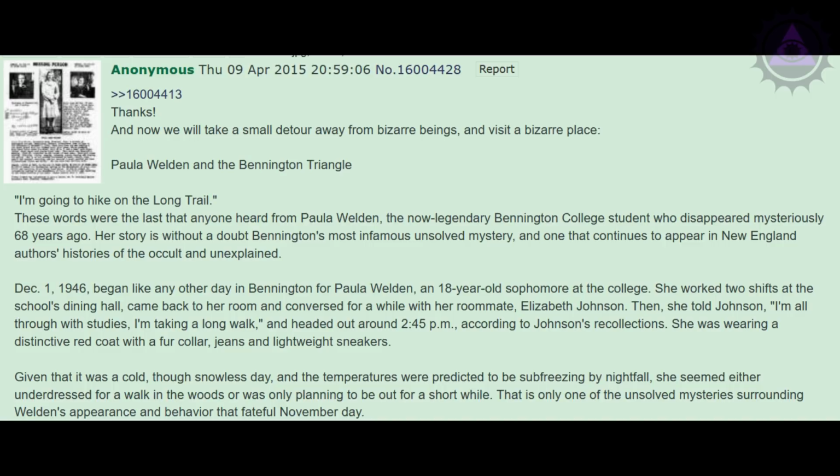She was wearing a distinctive red coat with a fur collar, jeans and lightweight sneakers. Given that it was a cold, though snowless day, and the temperatures were predicted to be subfreezing by nightfall, she seemed either underdressed for a walk in the woods or was only planning to be out for a short while. That is only one of the unsolved mysteries surrounding Welden's appearance and behavior that fateful November day.